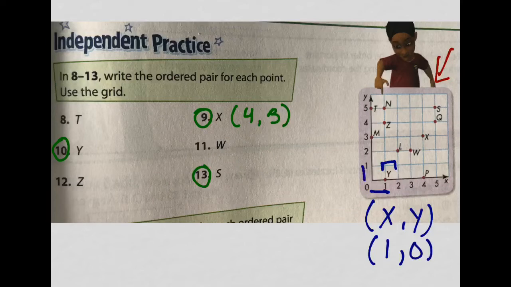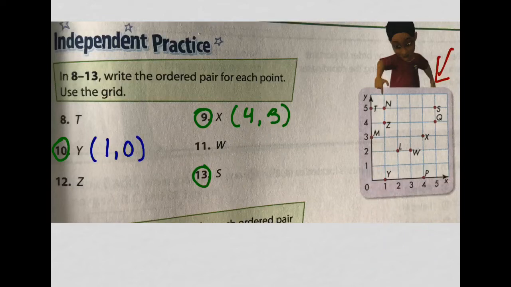See how it didn't even go up to 1? It's still down here on the bottom. So I go 1 in for X, and I didn't go anywhere for Y. So that's my set of coordinate points for point Y. My X value is 1, my Y value is 0, and that's how I write the ordered pair. I'm going to erase this.